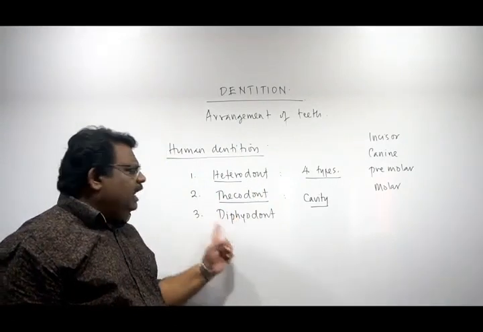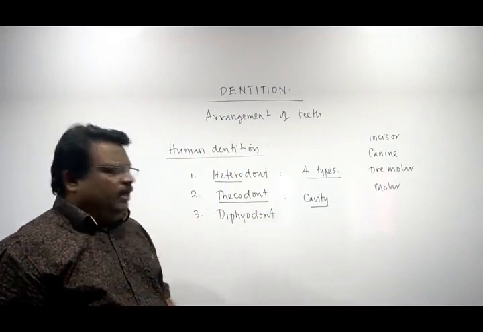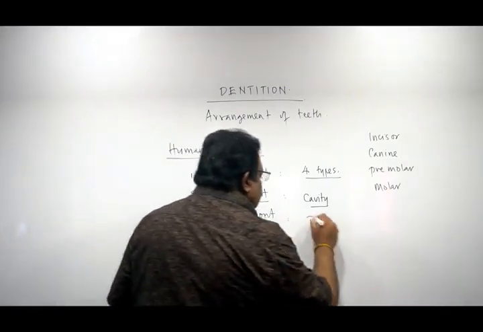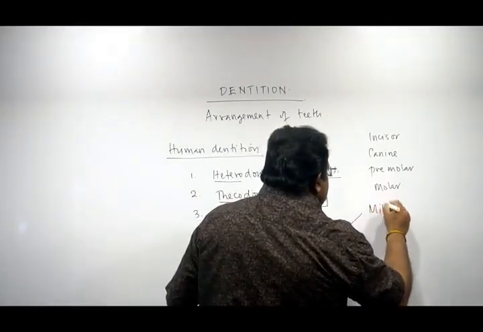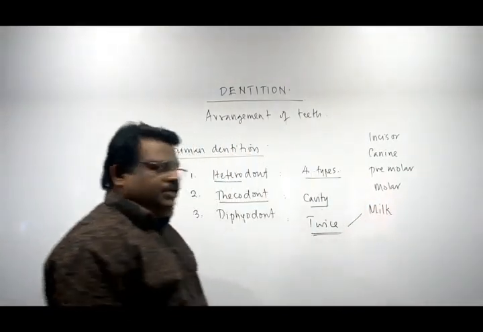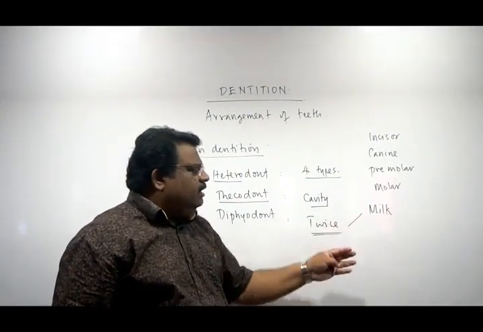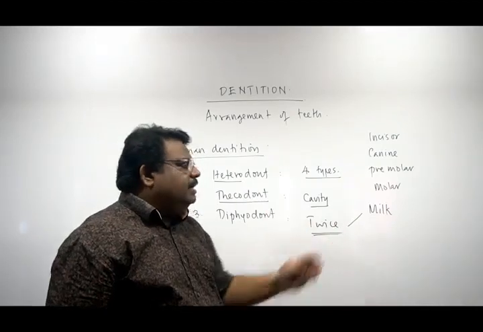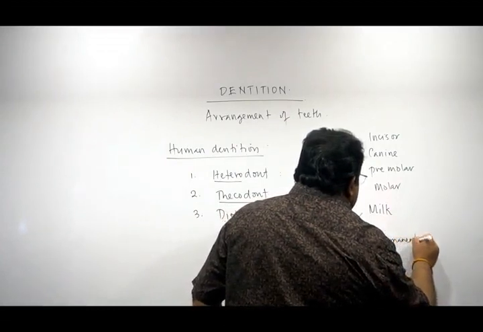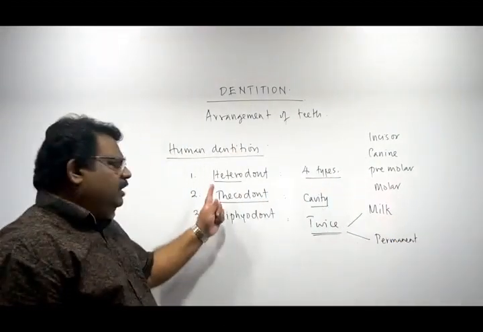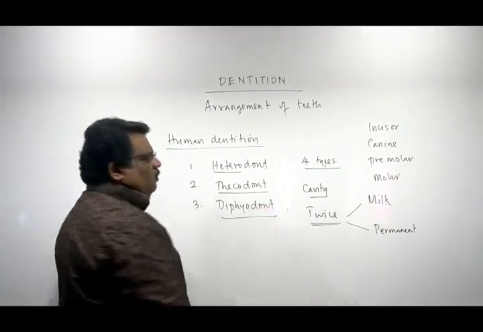Then the third point, diphyodont dentition. In the lifetime of a human being, teeth develop twice. The first set of teeth are called milk teeth and the dentition is called milk dentition. The milk dentition is a deciduous kind of dentition. Later, an adult type of dentition will be there and that dentition is called permanent dentition. So in the life history of one human being, teeth erupt twice, so the dentition pattern is called diphyodont.